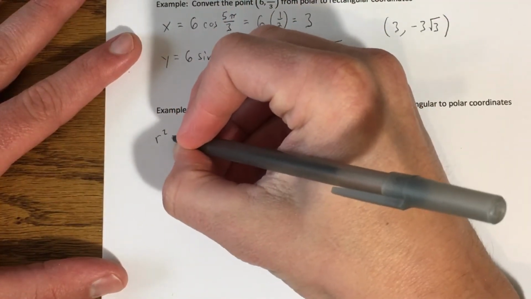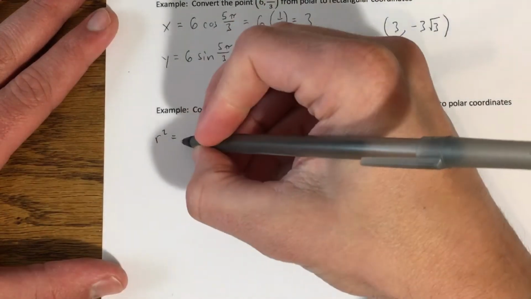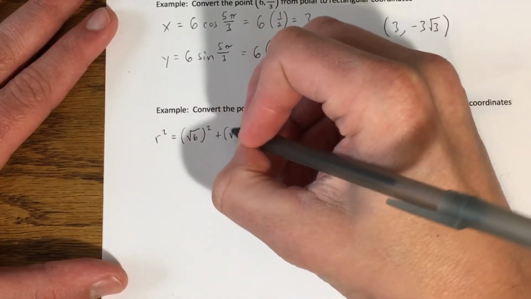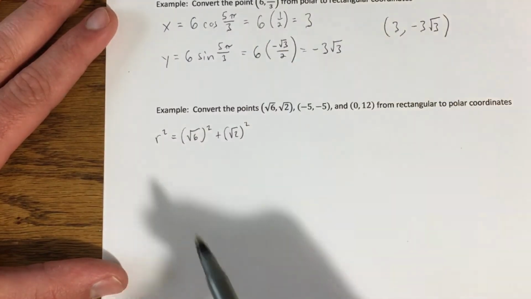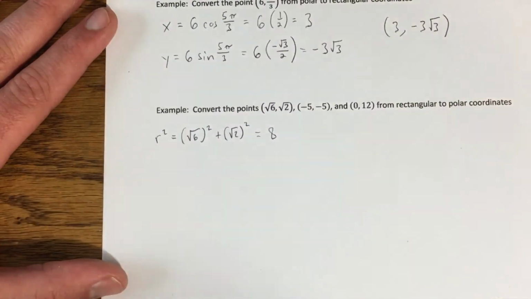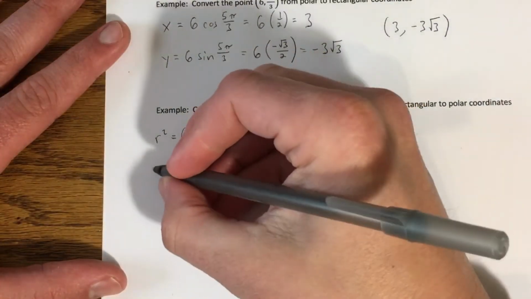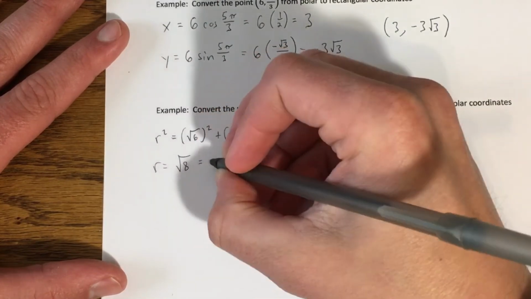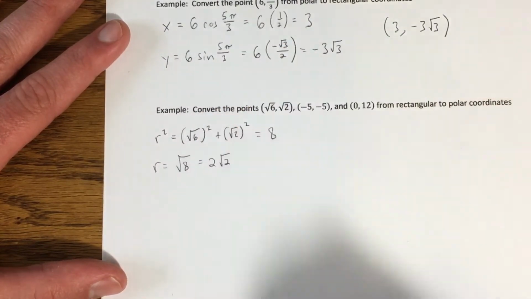R squared is going to equal root 6 squared plus root 2 squared, which would be 6 plus 2, or 8. Taking square roots of both sides is going to give me r equals the square root of 8, which you can simplify to 2 root 2.